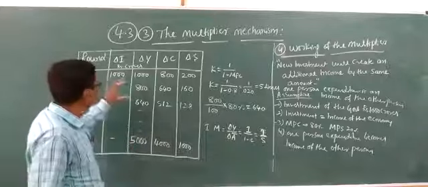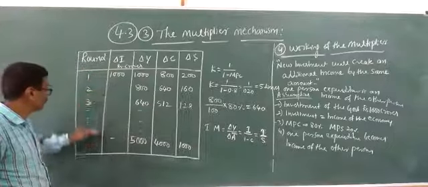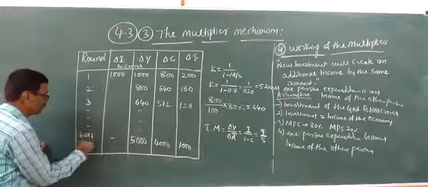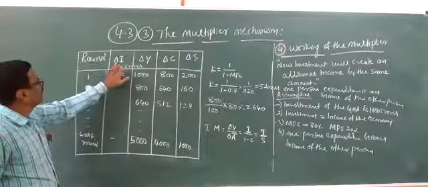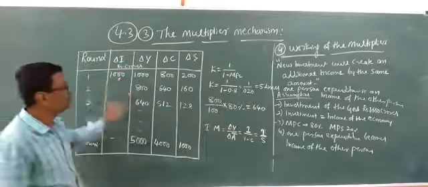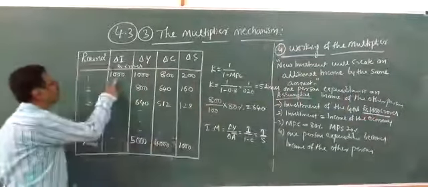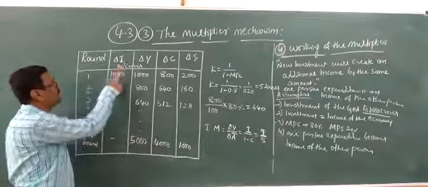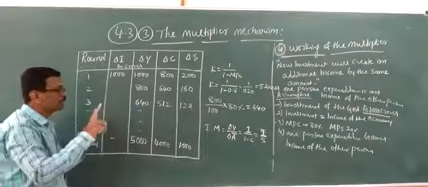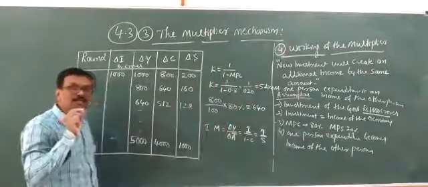Then carefully observe the table. In the first column: first round, second round, third round, and then the last round. In the first round, delta I, the change in investment, is how much? In our example, 1000 crores of rupees investment by the central government. Change in income is 1000. How is it possible? Because any one person's expenditure is income of the other person.